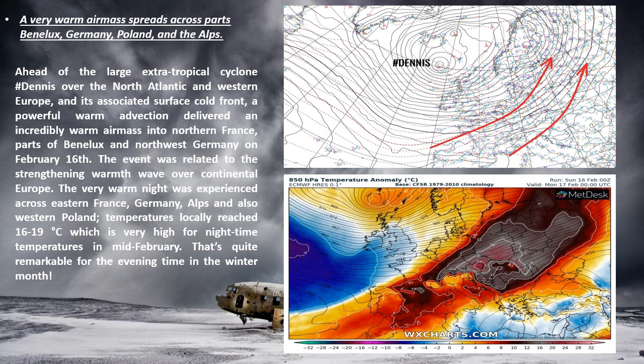This was because of a very warm air mass sitting over the European continent, as you can see from this temperature anomaly plot. The temperatures were around 16 to 20 degrees in most of the areas in Germany, Northwest Germany, Benelux, and Northern France, etc. This was quite a remarkable temperature for the evening time in a winter month in the European region. By this event, I conclude my presentation for the first week.